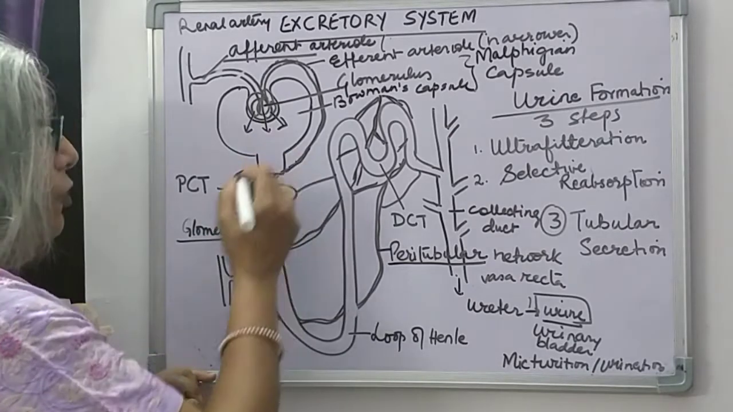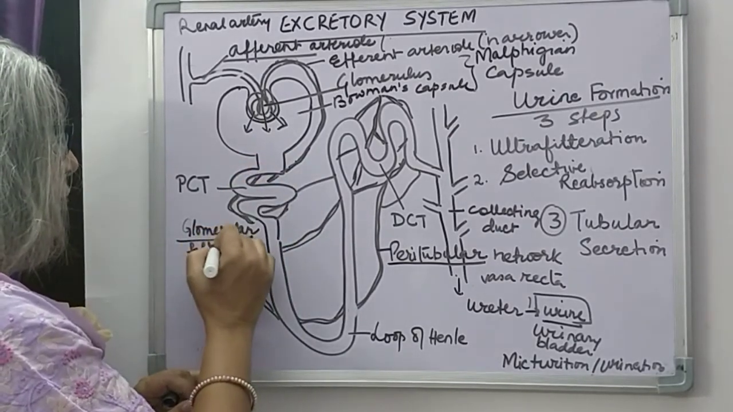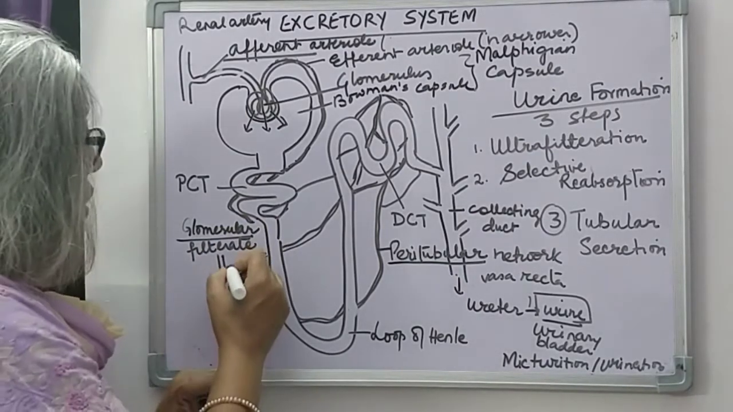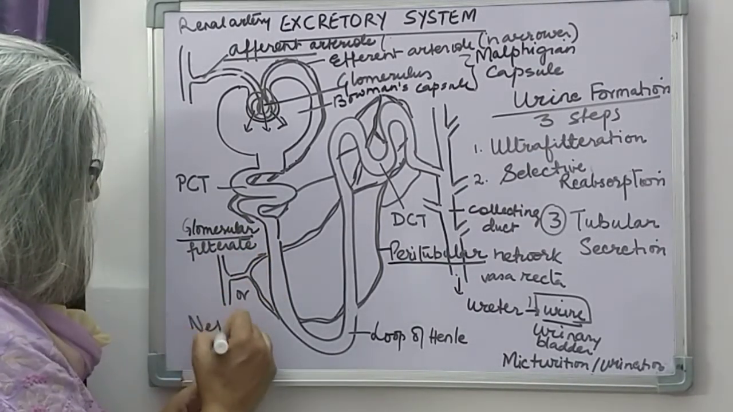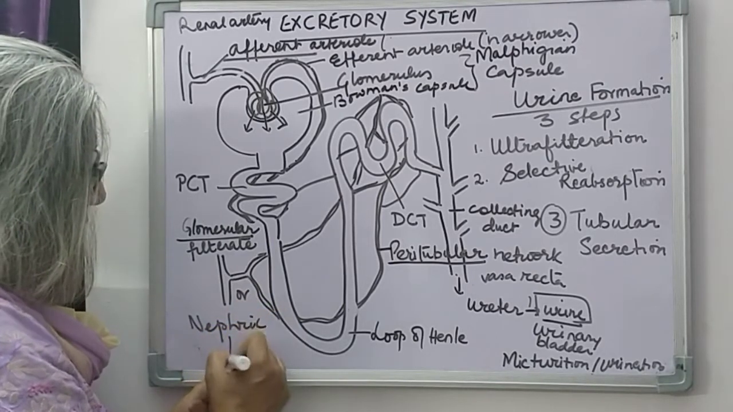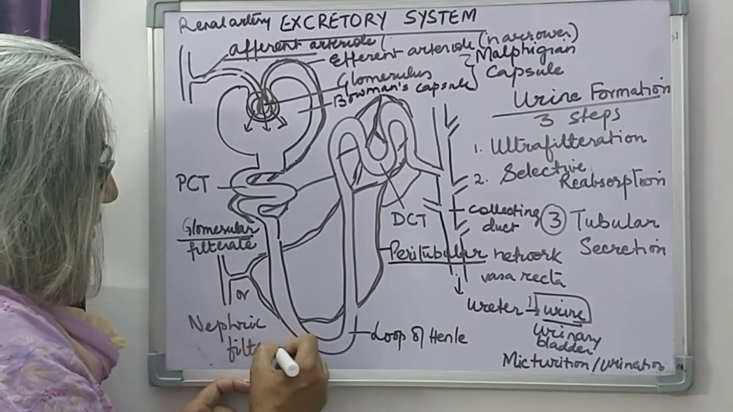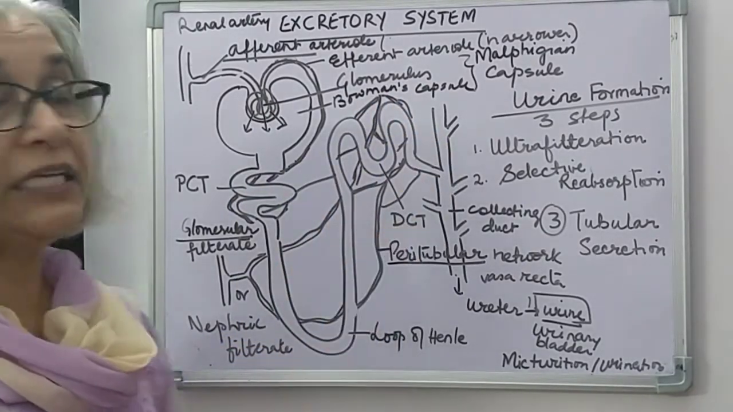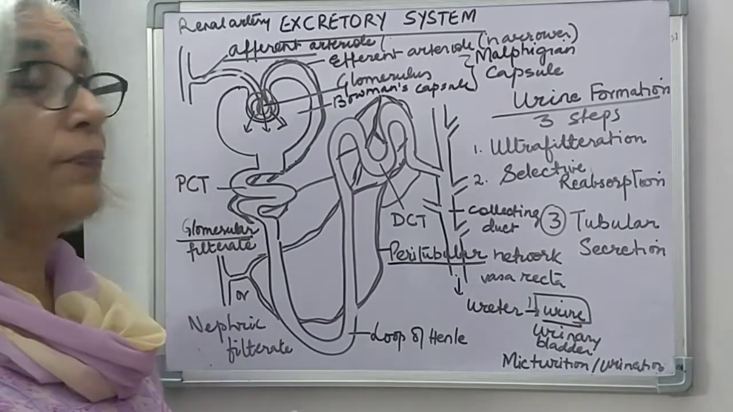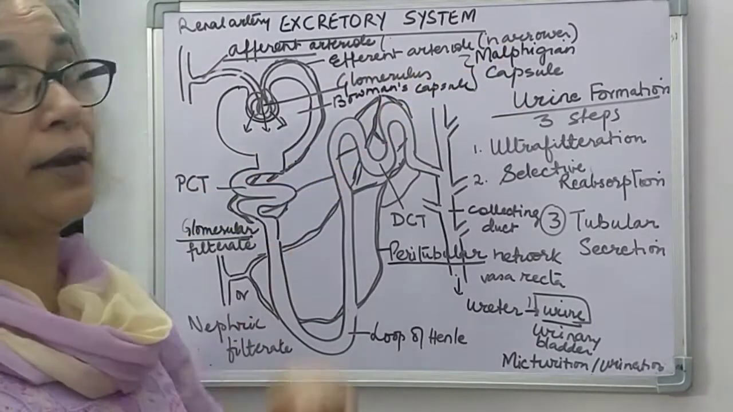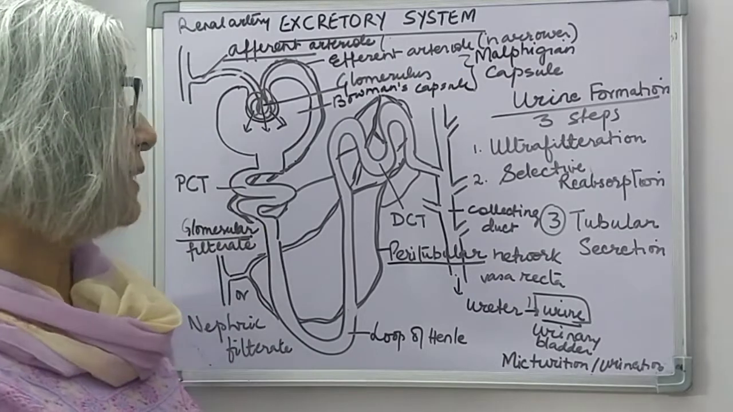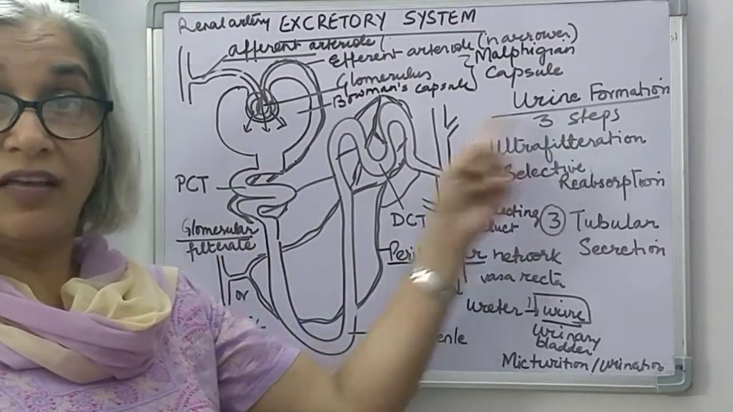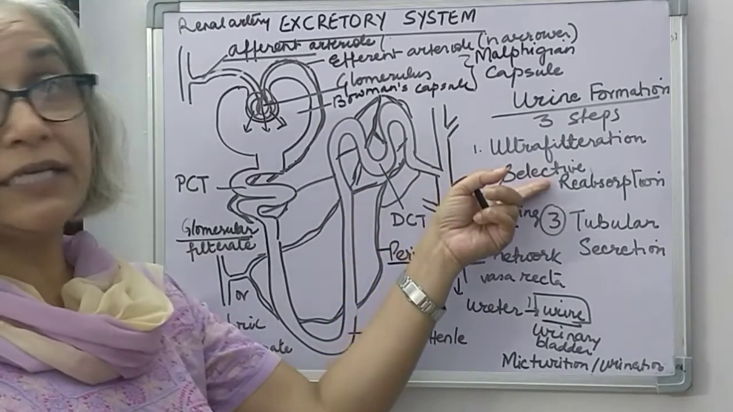What enters from the glomerulus into the nephric tubule is called glomerular filtrate, or nephric filtrate, because this portion of the tubule is the nephric tubule. PCT, loop of Henle, DCT is the nephric tubule, whereas this is the Malpighian capsule or the Malpighian corpuscle. So the first step is ultrafiltration. That is clear? Now we come to the second step.